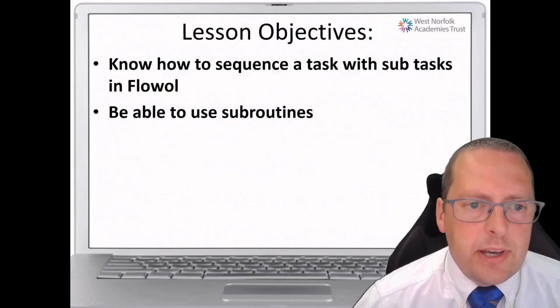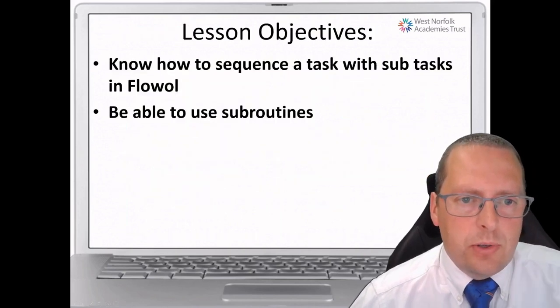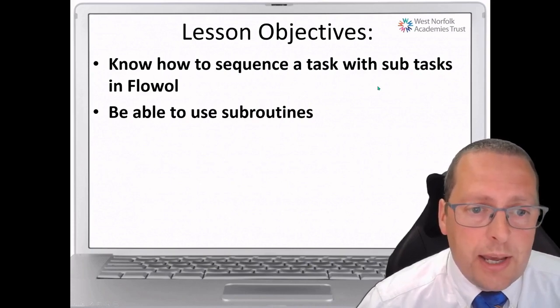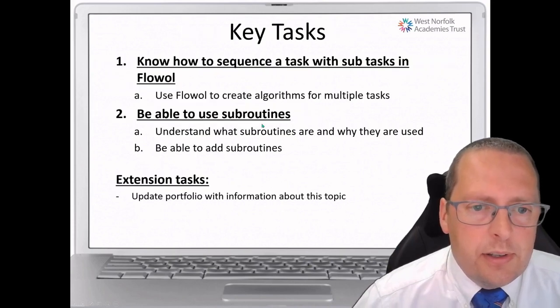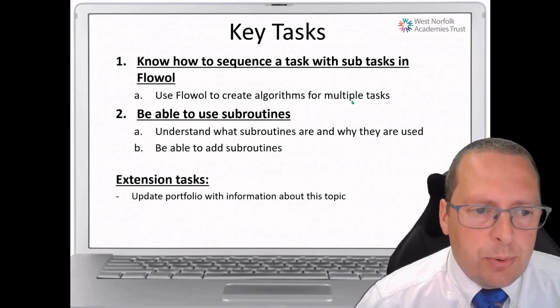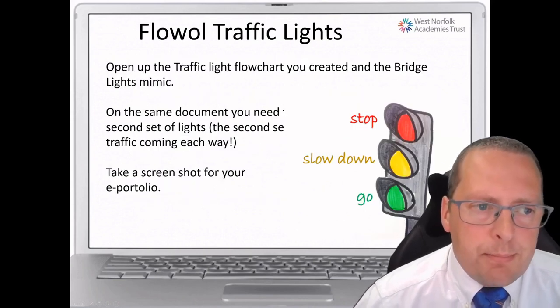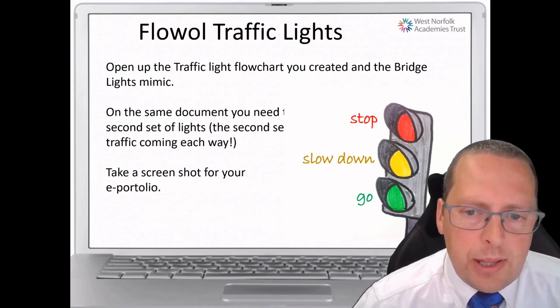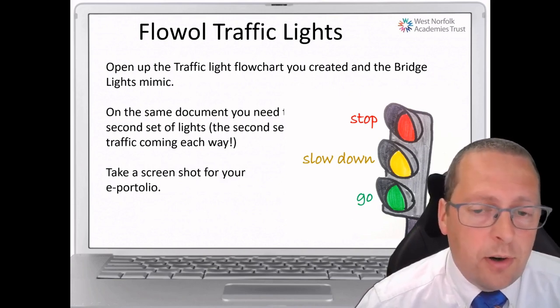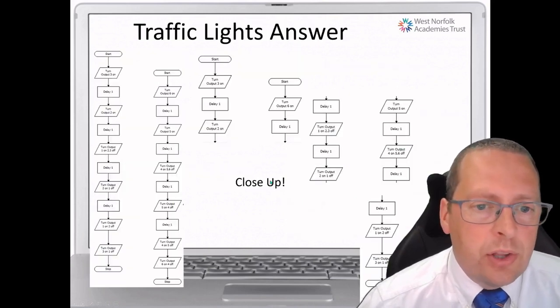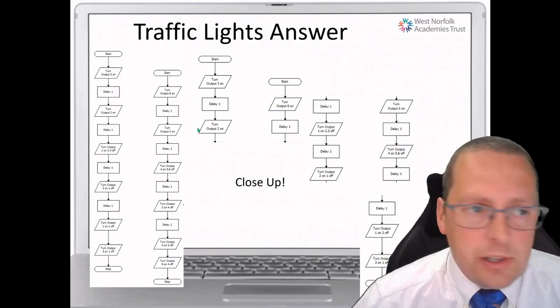So looking at today's lesson, you are going to look at creating a sequence with subtasks in Flowol today, which is the ability to use subroutines. So we're going to carry on making algorithms for multiple tasks, understand the subroutines, and update our ePortfolio as we progress. Thinking back to the bridge mimic that you had last week, where we set the traffic lights on one side of the bridge, what we're going to go back to today is working out the lights on the other side of the bridge.